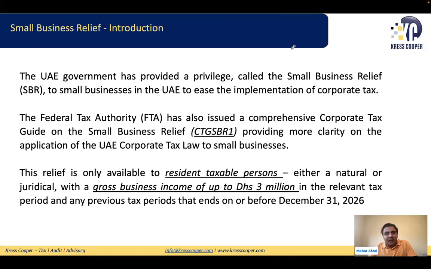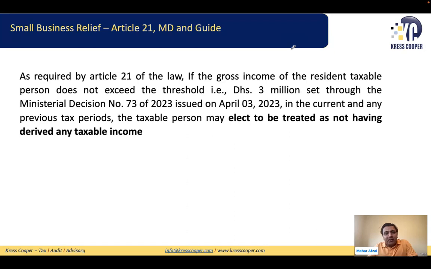The relief is only available to resident taxable persons. We all know this. These resident taxable persons can be juridical persons or natural persons as well. As required by Article 21 of the law, if the gross income of the resident taxable person does not exceed the threshold, they can opt for the small business relief. What is the threshold? Initially, the law only said that if the gross income is not more than the threshold, they can opt for the relief.